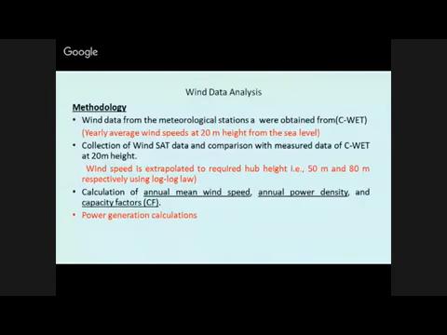Once we convert that velocity at 80 meters, where we want to generate the power, we can use the data to compute annual mean wind speed, annual power density, and capacity factors. These are the important parameters to generate the power, and based upon these values we can take a decision for installation of wind power. Ultimately, a designer or administrator will not understand all these things. He will simply ask: how much power is generated through this site? So power generation site calculation is very important, and this is not rocket science. Everybody can do that.